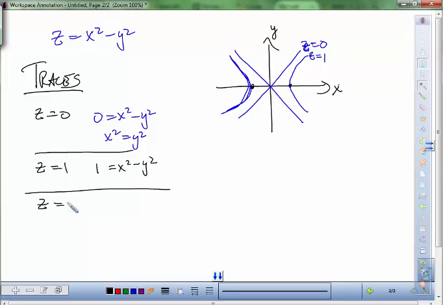Now I could go z is equal to 2. And if I want to make sure I make it look like a hyperbola, I would divide everything, and so I'll have it intersect at plus and minus square root of 2. But in any case, that's just going to be another hyperbola opening sideways again.